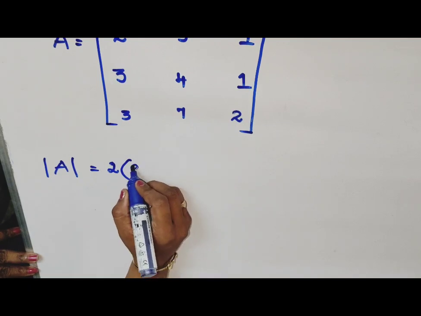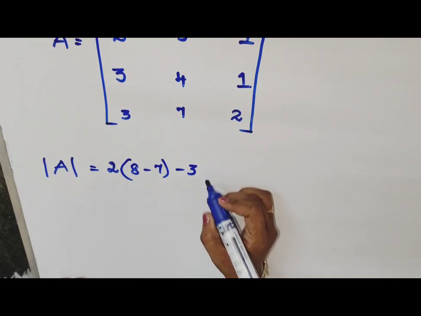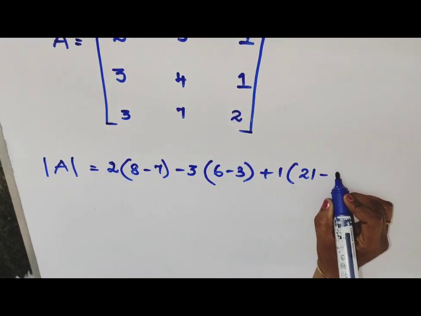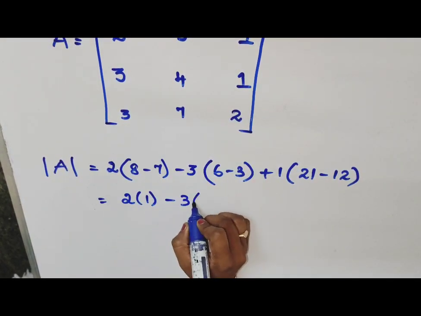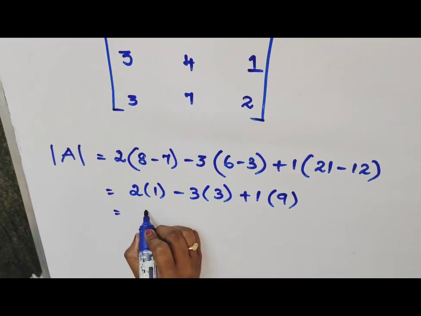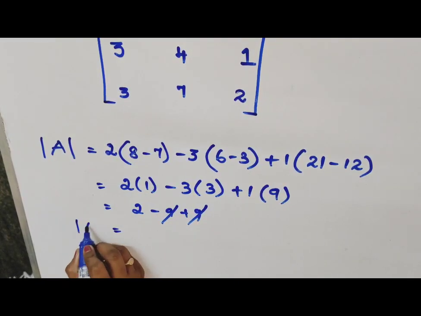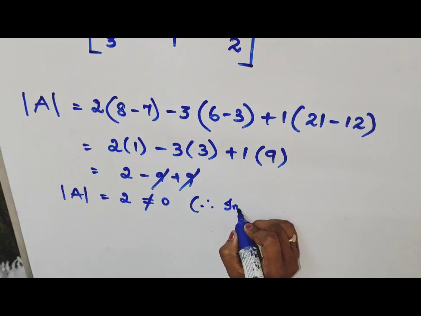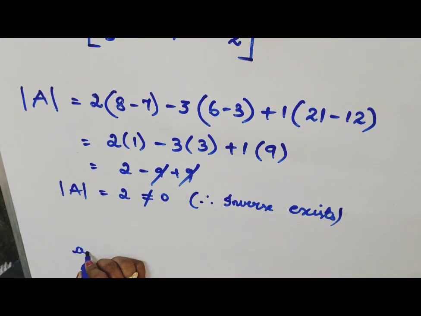We have to multiply, 4 2s are 8 minus 7. By default we will have one minus 3 into 6 minus 3 plus 1 into 21 minus 12. 2 into 8 minus 7 it is 1, minus 3 into 6 minus 3 it is 3, plus 1 into 21 minus 12 it is 9. 2 minus 9 plus 9, minus 9 plus 9 will get cancelled. Determinant of A is equal to 2. Obviously this is not equal to 0. Therefore inverse exists.